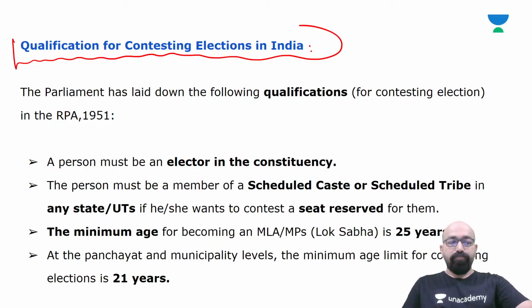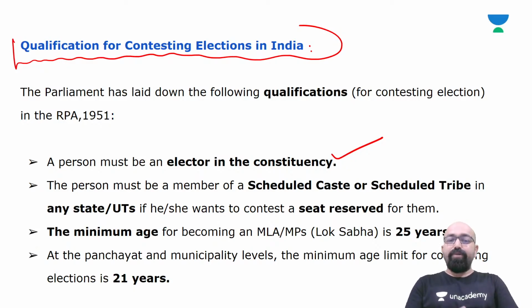Now, qualification for contesting elections in India. So, the Parliament has laid down qualifications in the Representation of the People Act 1951. A person must be an elector in the constituency. The person must be a member of a scheduled caste or scheduled tribe in any state or union territory if she wants to contest a seat reserved for them.